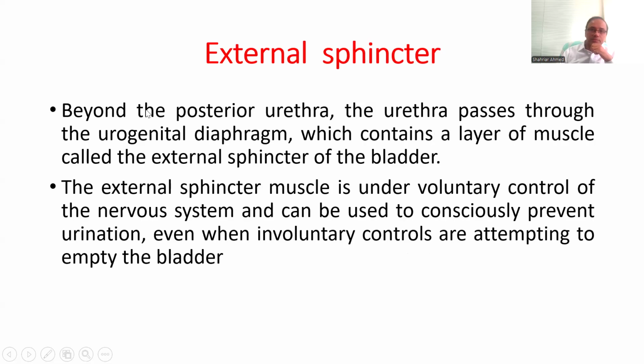External sphincter: beyond the posterior urethra, the urethra passes through the urogenital diaphragm, which contains a layer of muscle called the external sphincter of the bladder. This external sphincter is voluntary.